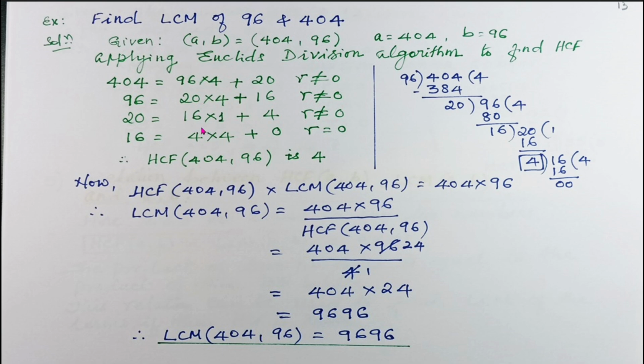Once we get the HCF as 4, then use the relation that the product of HCF and LCM is equal to the product of the numbers. Use this relation to find the LCM. Now HCF of 404 and 96 into LCM of 404 and 96 is equal to 404 into 96, which is the relation which we already know. Therefore LCM of 404 and 96 is equal to 404 into 96 divided by the HCF, which is 4. When we divide by 4, we get 404 into 24, which is 9696. Therefore, the LCM of 404 and 96 is equal to 9696. So that is the procedure of finding the LCM by knowing their HCF.